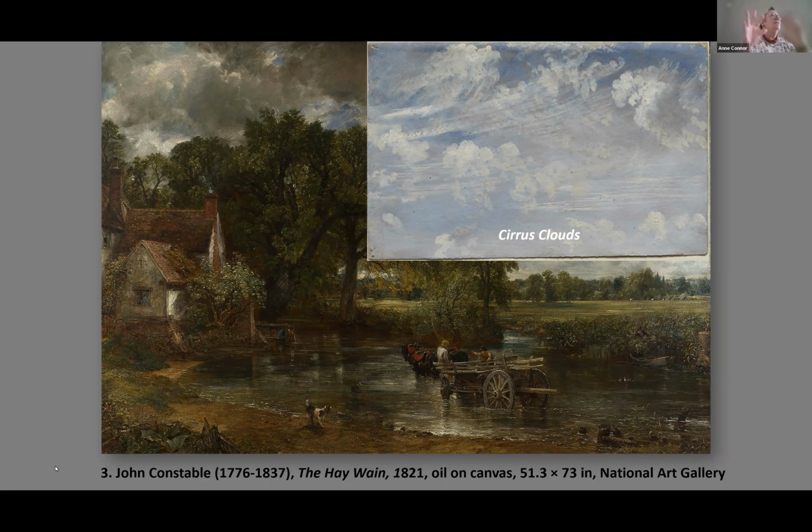where he shows the cirrus clouds. As you know, these are the ones that are really taken within the wind in the upper atmosphere and really show this marvelous scheme.